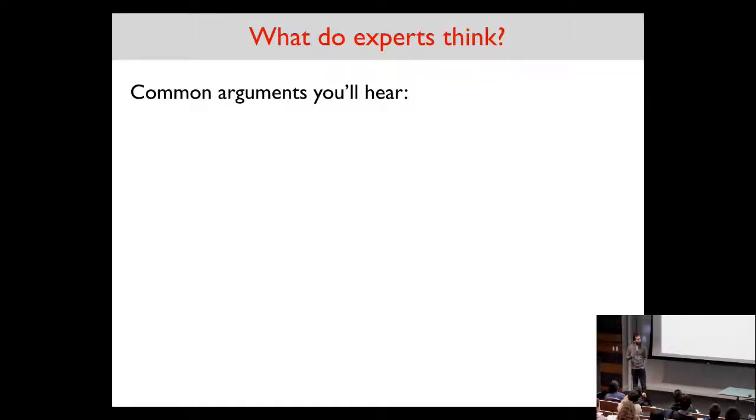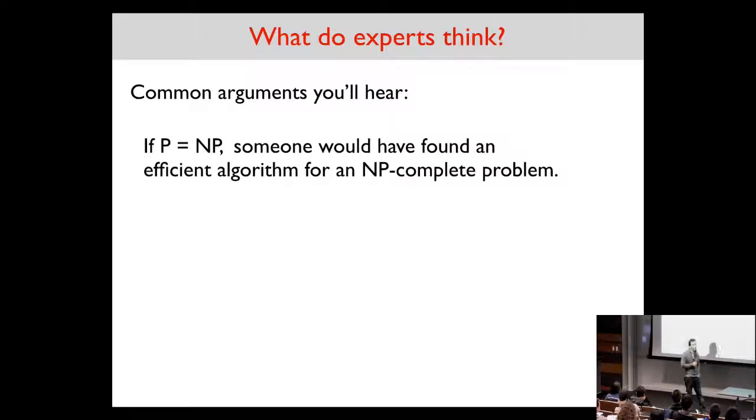So here are some common arguments that you'll hear on why P is different from NP. The first common argument is that, well, if P was equal to NP, someone would have found an efficient algorithm for some NP complete problem. So these NP complete problems, as I said, they're everywhere. And people have been trying to solve these, probably not on purpose, but without knowing that these are NP complete, trying to solve these problems really hard. And no one has been able to do it. And actually, no one has been able to come up with a sub-exponential time algorithm even.